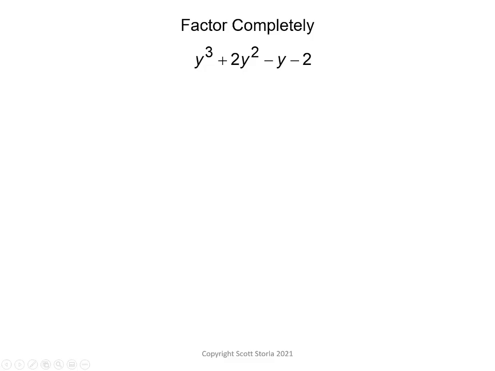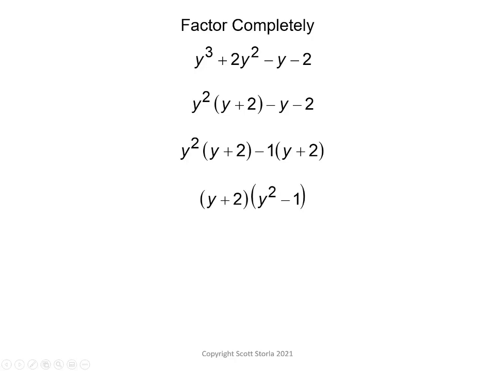Here's the next one. The first 2 terms share a y squared. The second 2 share a common factor of negative 1. After factoring out the common binomial, the second factor is still composite. I'll think of that as y squared minus 1 squared, and factor using the difference of 2 squares.